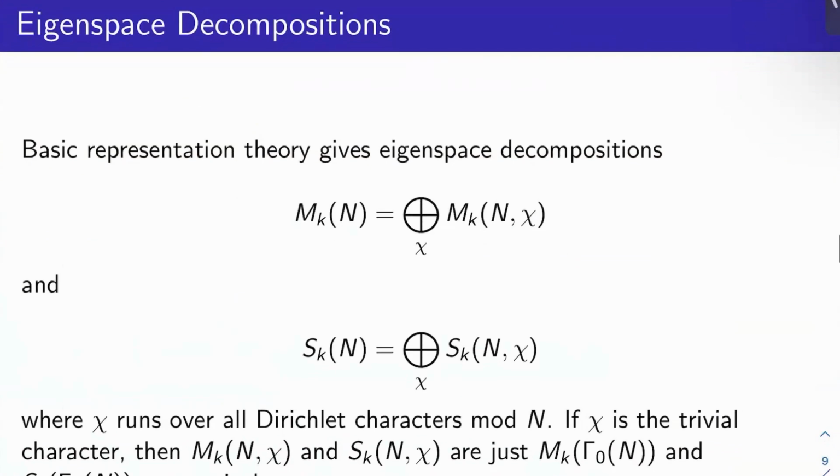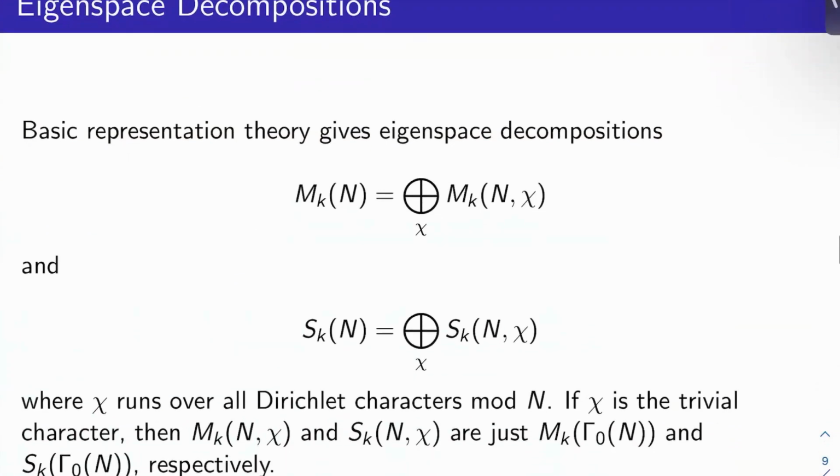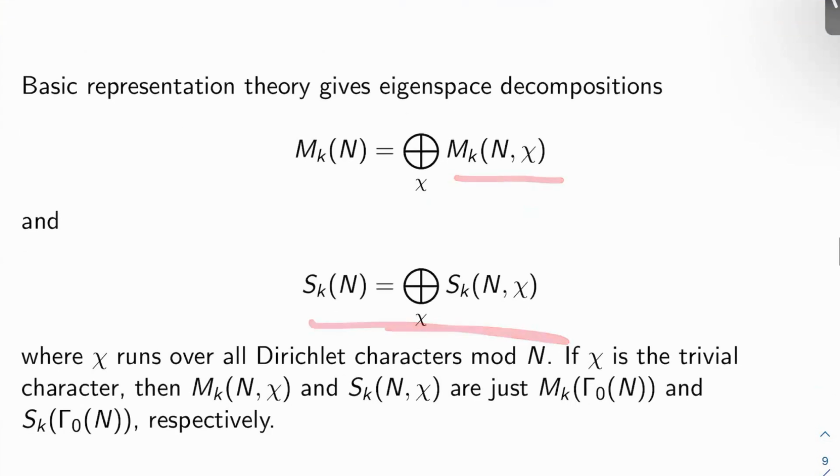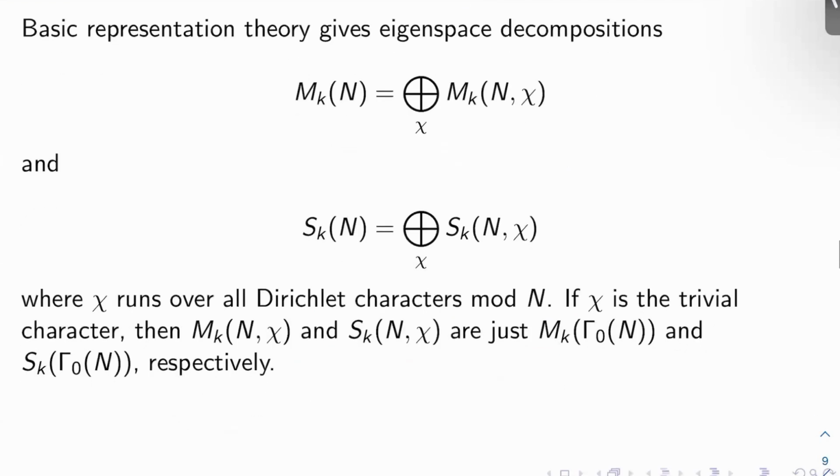Okay, so these are very important subspaces. Why? Well, we have these eigenspace decompositions. Basic representation theory gives you that M_k(N) breaks down into a direct sum over Dirichlet characters chi mod N of the M_k(N, chi)'s. And similarly for S_k(N): it breaks down into the S_k(N, chi)'s, where chi runs over all Dirichlet characters mod N. It's worth noting that if chi is the trivial character, which it very frequently will be for us, what are M_k(N, chi) and S_k(N, chi)? It's actually just M_k(gamma_0(N)), the weight k modular forms for gamma_0(N), and S_k(gamma_0(N)), respectively.